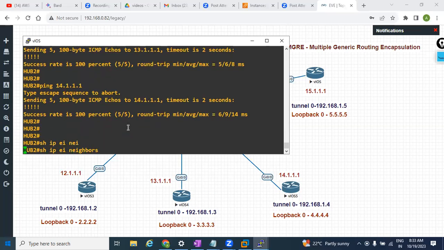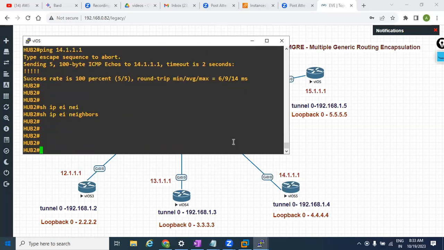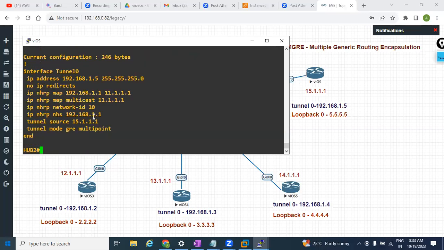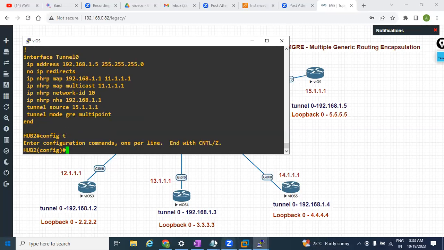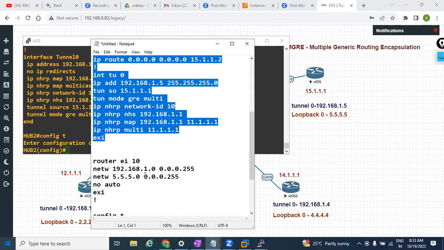Show IP EIGRP neighbors. We don't have any neighborship up. Just fine. So now we have to configure and check. Show run interface tunnel 0. IP map, this is fine. So this is the address, tunnel source, mode GRE, NHRP, mapping of NHS. I haven't defined the NHS mapping or multicast. Now what is required? The last thing is that the configuration must be the same there.